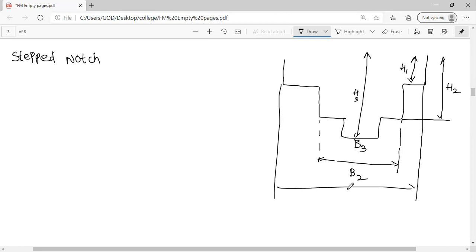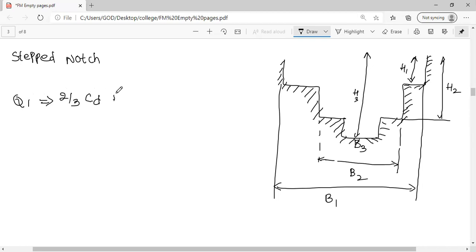Hope you understood. Any doubt, you ask me in the class. So basically I have fitted this step notch to that particular obstruction to measure the discharge. Some flow is flowing, and I have fitted this particular plate or device to measure the flow. Now I write Q1 as a rectangular notch: 2 by 3 into coefficient of discharge into B1 into root 2G into H power 3 by 2. Which H? H1, because I am writing the first one.